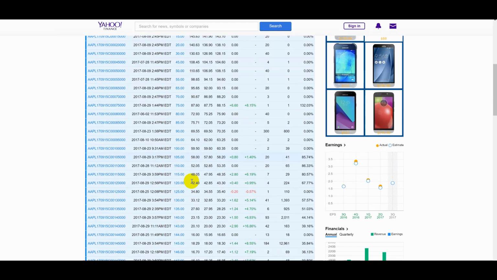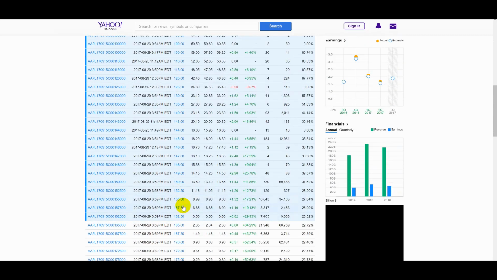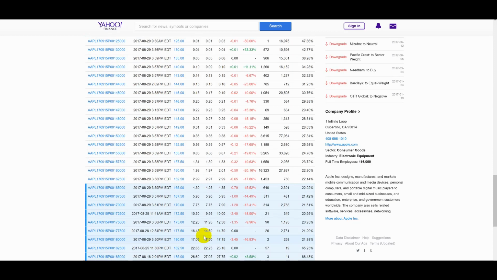So let's go take a look at the 165 calls. You can see lots of trading here. Now, I want to show, so here it is, 165. I want to show something. Now I want to show you a big disparity, people, between the call side and the put side.